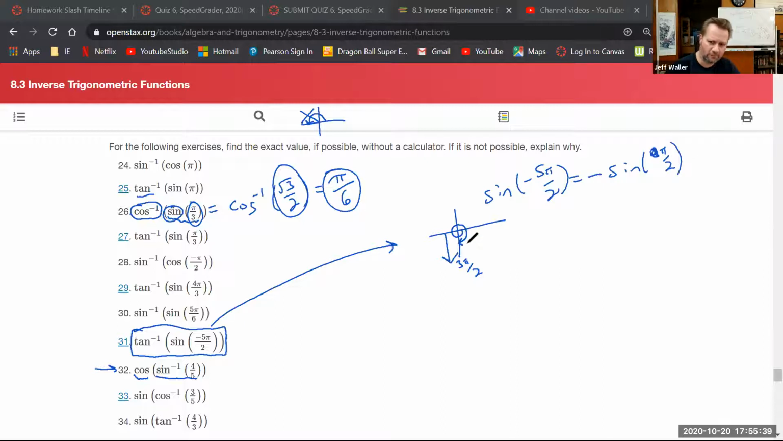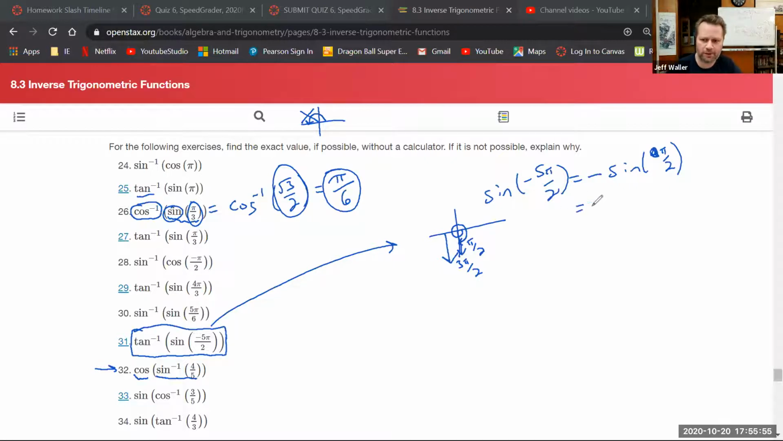Sorry. The reference angle would be pi over 2. Let's just get that out of the way. So what is the sine of pi over 2? Or maybe you memorized the sine of 3 pi over 2. It's just down here, and it's on the y-axis. So what's it going to be? -1. I love it.